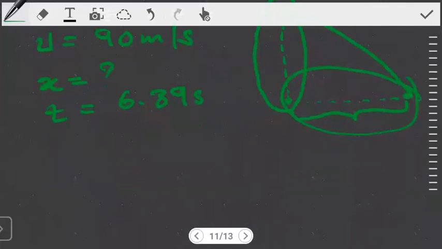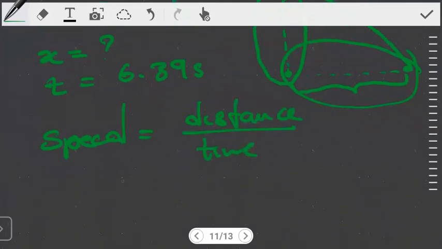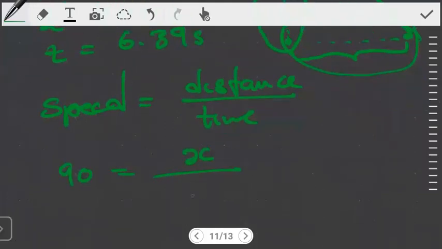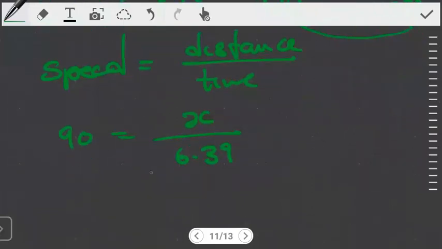So because of the absence of acceleration, if acceleration is 0 or if velocity is constant throughout, then your go-to equation is the definition of speed: distance over time. Here we know what the speed is. The speed is that constant 90 meters per second. The distance is what we're looking for. We're calling it x. The time taken here, we calculated it earlier on. It's that 6.39. So if we cross multiply here, we have our expression for x as 90 multiplying 6.39.